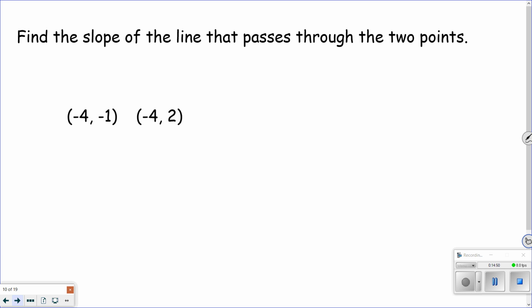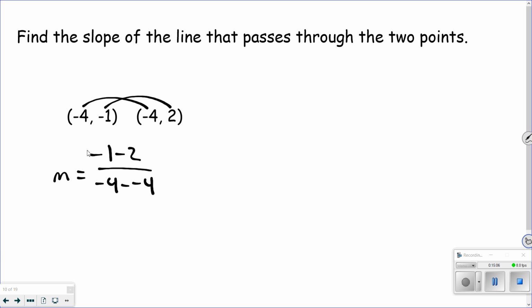Okay, so again, if I go y minus y, you can choose. I can either go negative 1 minus 2. Let's do that. Negative 1 minus 2, over, that's got to go the same way. So I'm going to go negative 4 minus negative 4.